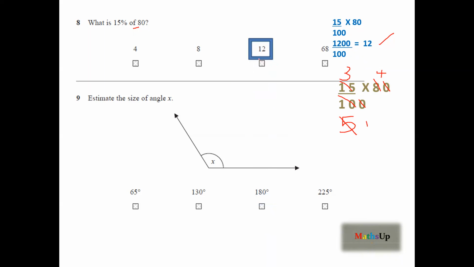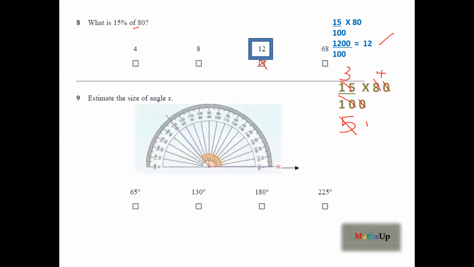So like that, for this question, there are many ways that you can do the calculation. In this video, I showed you 2 ways. The 9th question. Estimate the size of angle X. So this is the angle. You have to use your protractor and measure the size of the angle. So it is 130. Once you measure it, you can get the answer.